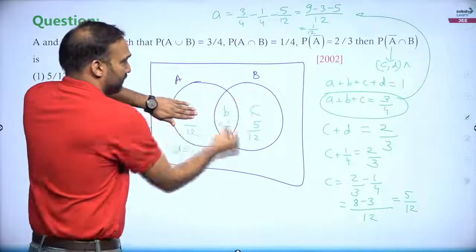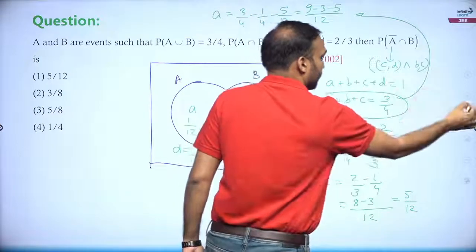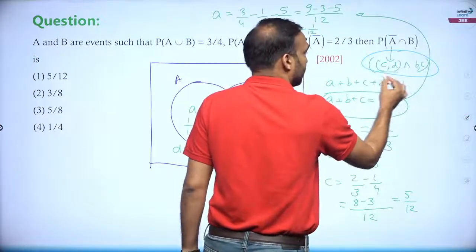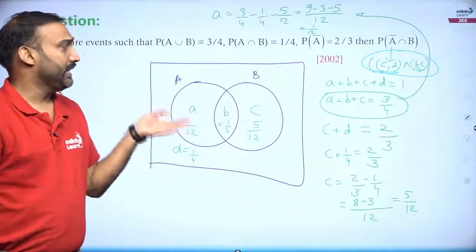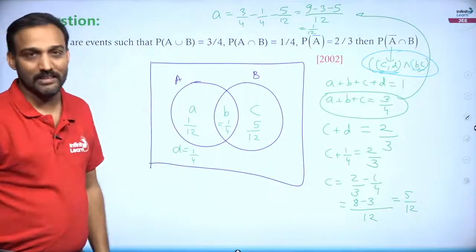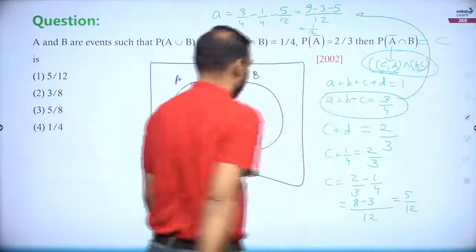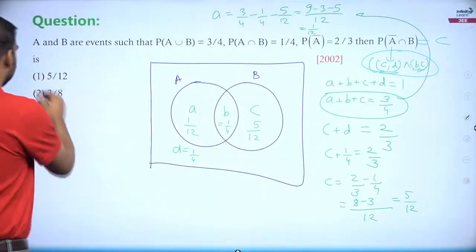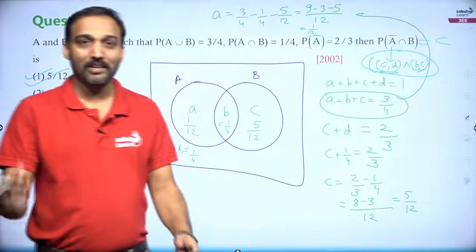B will have, this is the circle B, B and C. Now what is the intersection? Intersection means common. C, D intersection B, C: C is the common. So I know my answer will be equal to C. What is my C? 5 by 12. Done. So my answer is option number 1, that is 5 by 12.